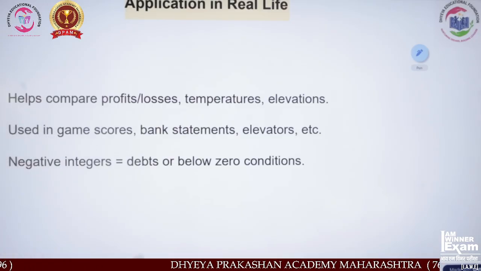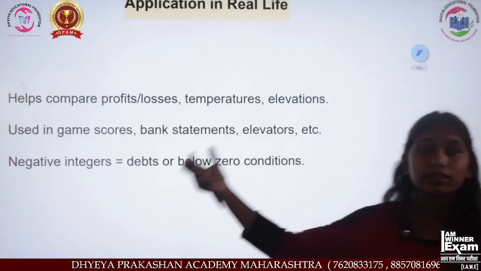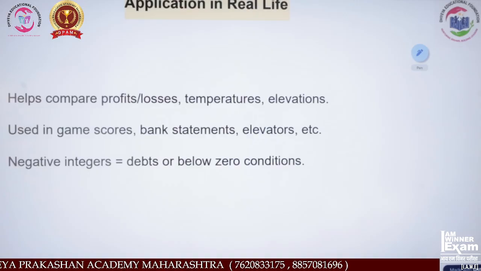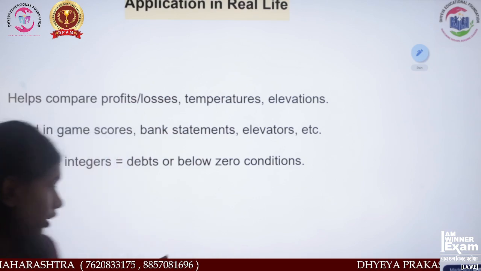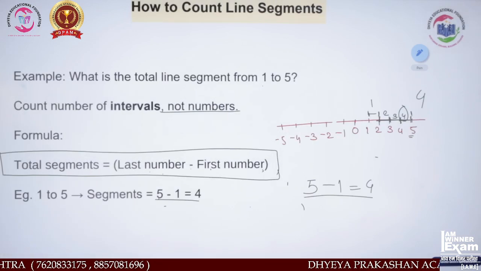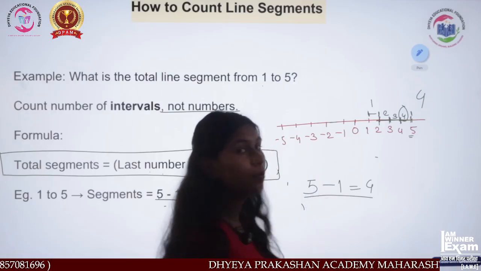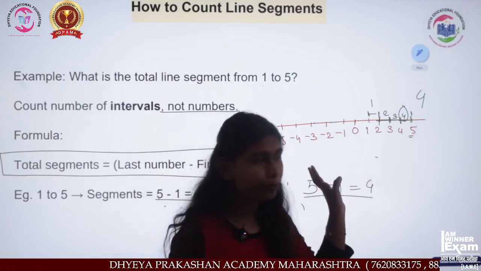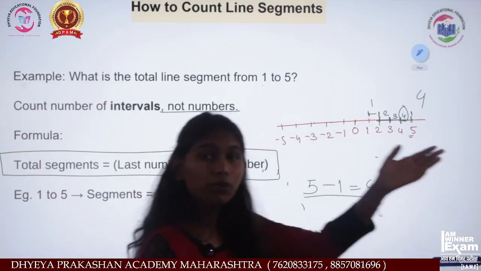Now here are some applications in real life. Where is this line segment used? So here are some applications. It helps compare profit, loss, temperature and elevations. Now how does it help? Look at the number line. If in the market your point comes on the negative side, that means what? You are at a loss. If your point comes on the positive side, what does it mean? That you are in profit.